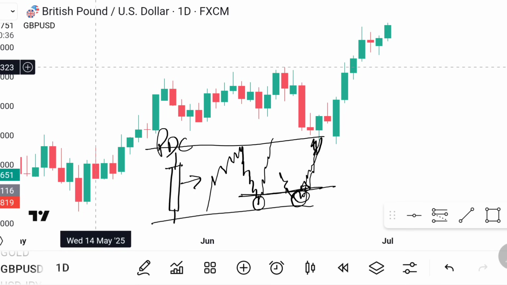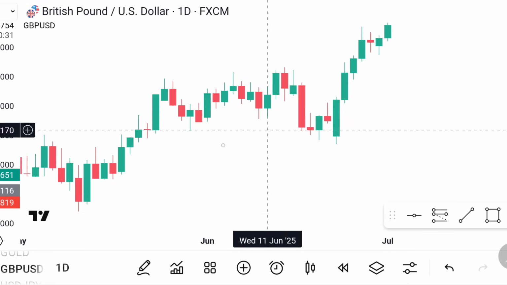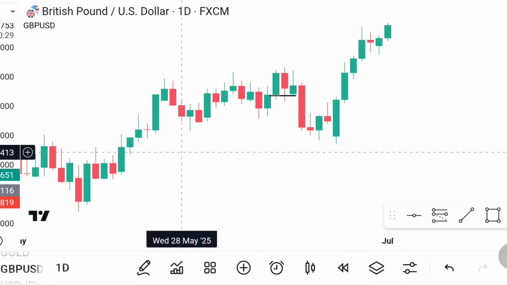So we're going to look at it right now so we can identify how this works on the chart. Okay, so we're going to see how this market played out. In this case, can you see here, this is a bullish reversal, and this is a bearish reversal.